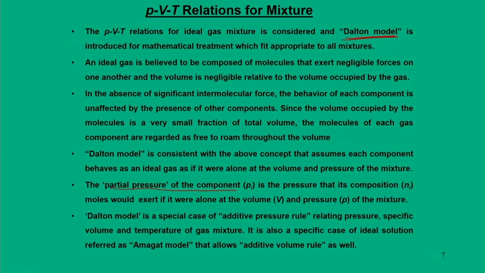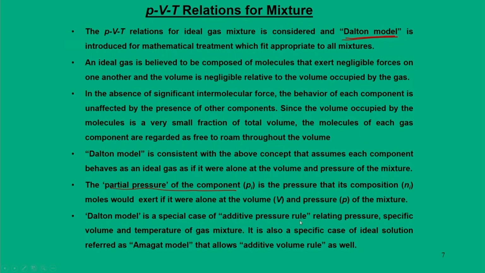But Pi is the partial pressure of the component in the mixture. If this component with certain composition Ni is present in the mixture at a volume V, that means V is the total volume of the mixture and P is the total pressure of the mixture. So, in that way the partial pressure for the component i is defined. To some extent, it is a special case of the additive pressure rule.